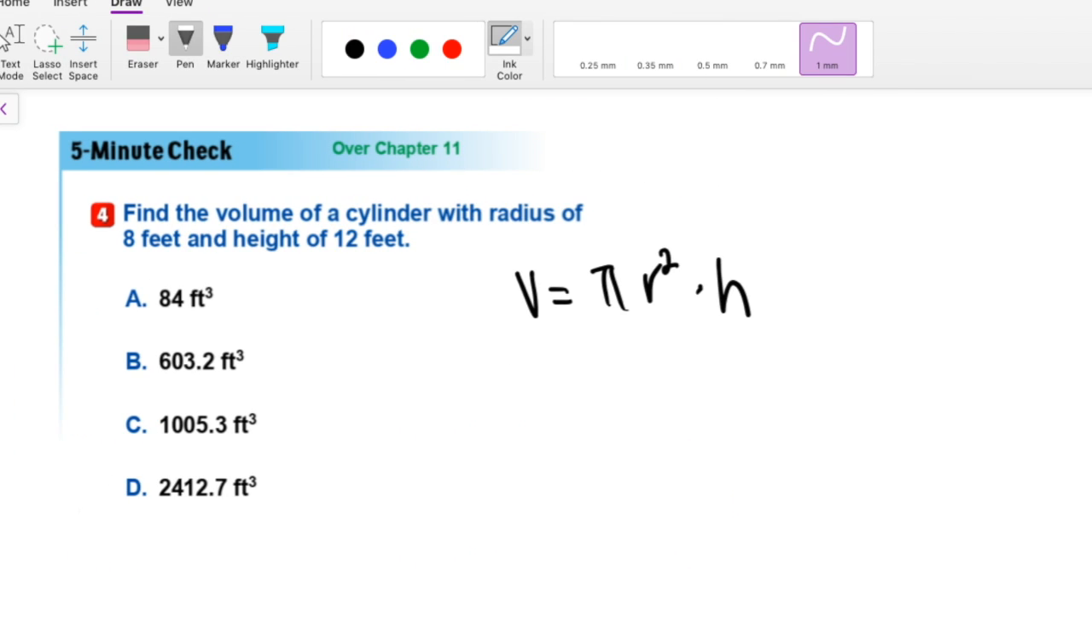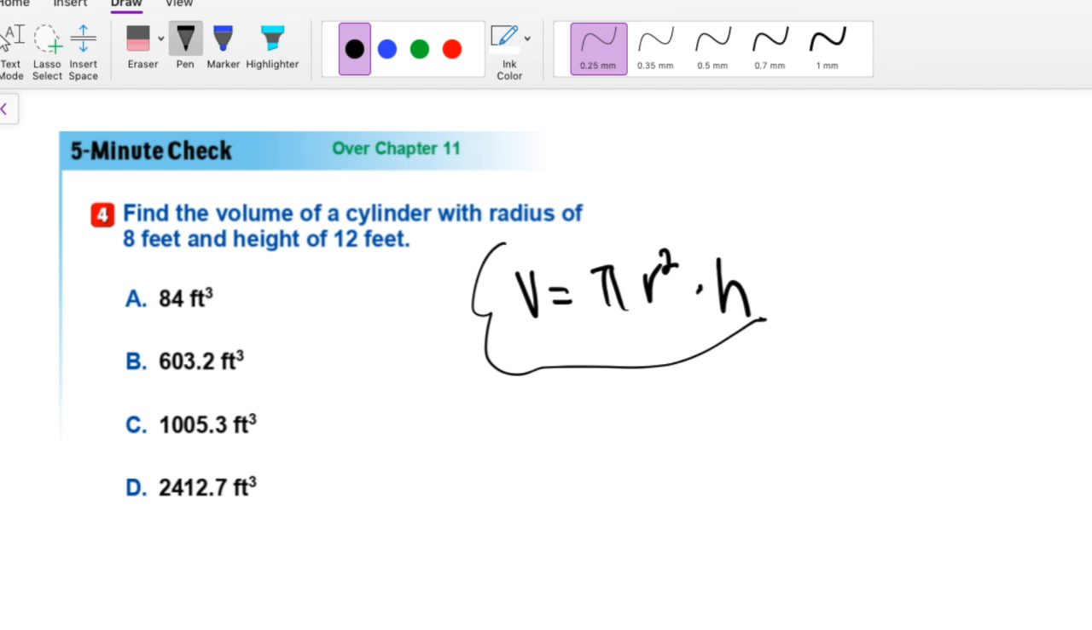Alright, so for this next question, we are asked to find the volume of a cylinder with a radius of 8 feet and a height of 12 feet. I already went ahead and wrote down the formula for the volume of a cylinder. Just like in every other problem, once we understand the step we're on, we just need to plug numbers in. So volume equals pi times the radius squared.